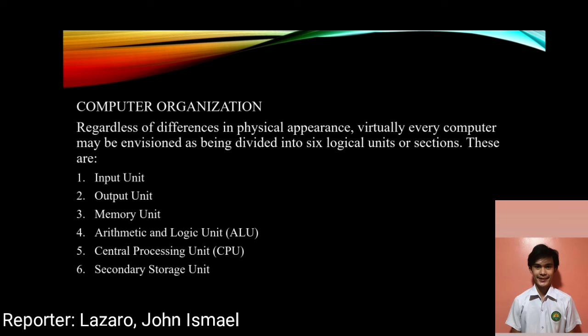Number 5, Central Processing Unit or CPU. This is the administrative section of the computer. It is the computer's coordinator and is responsible for supervising the operation of the other sections. For example, a CPU is the central component of a device that executes the instructions in a program.